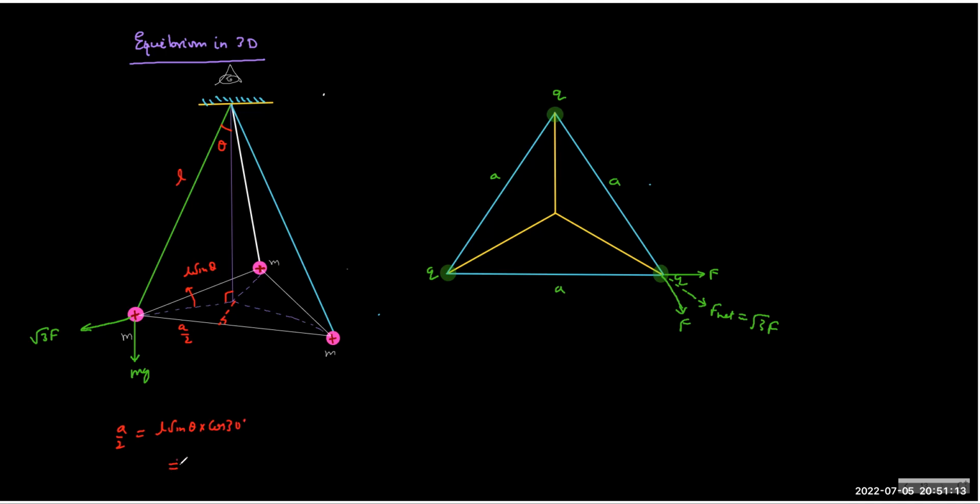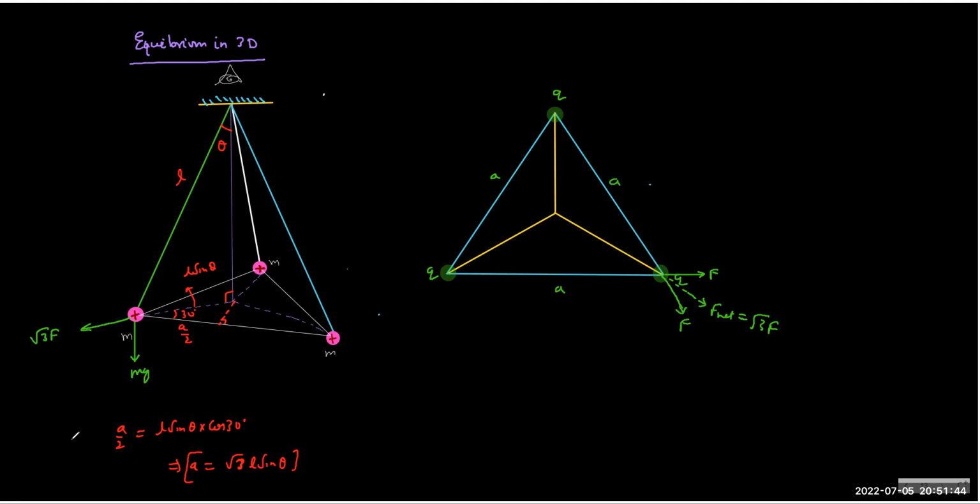So basically a turns out to be root 3 L sin theta. You can see we are able to find the side length of the bottom triangle. What you did was L sin theta into cos 30, this component. Because this is L, this is theta. So I use the vertical triangle to get L sin theta, and then I went back to the bottom triangle to get the side length.